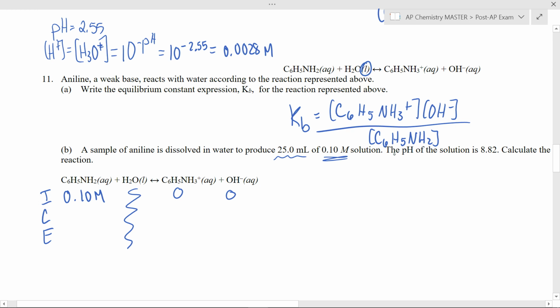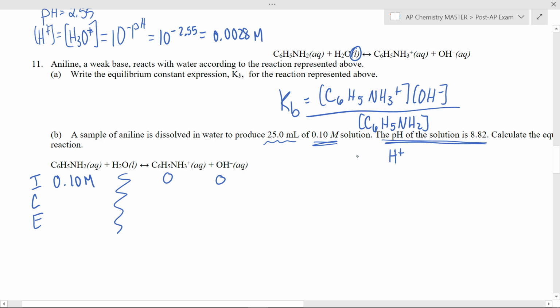And then we know the pH of the solution is 8.82. So remember, when someone gives us the pH, they're telling us that at equilibrium, the hydrogen concentration is going to be 10 to the minus pH. But notice how we don't really want to know the hydrogen ion concentration. We want to know the hydroxide, right? So let's use this relationship. We know pH plus pOH is equal to 14. So we can figure out what the pOH is. The pOH is going to be 14 minus 8.82. So my pOH is 5.18.